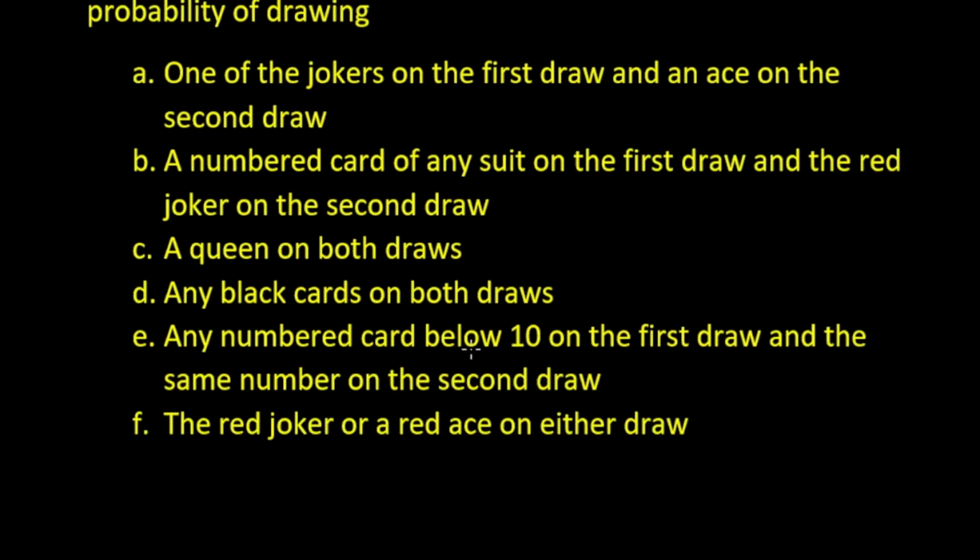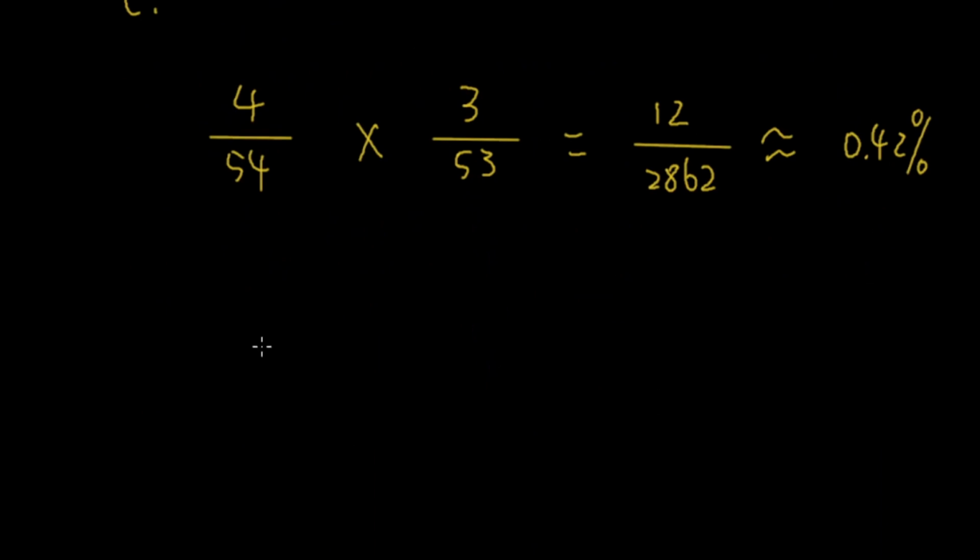Any black cards on both draws. Now, part D. In this situation, we don't take into consideration the two jokers. So we have 52 cards in total. How many colors are there in a deck of cards? There are only two colors. One is red, one is black. So 52 divided by 2, you have 26 cards that are black and 26 cards that are red.